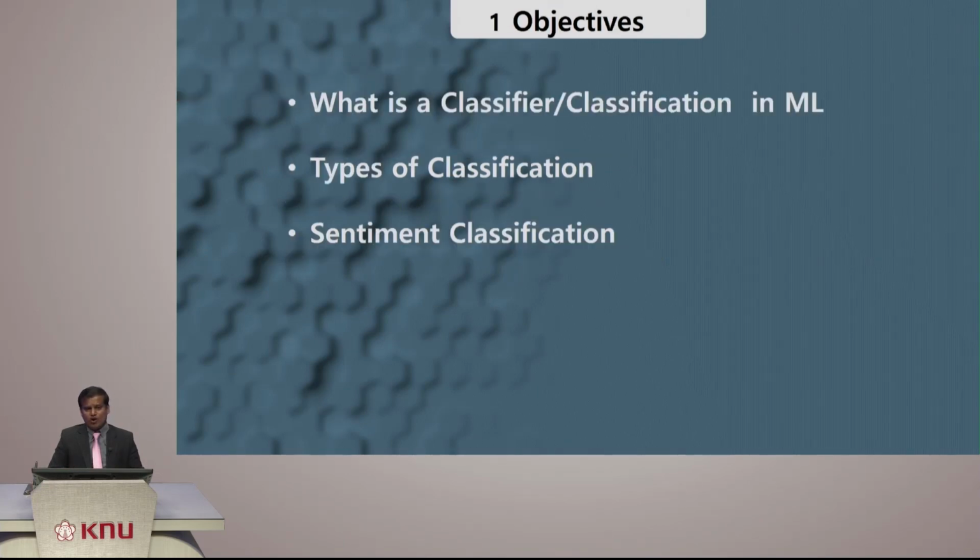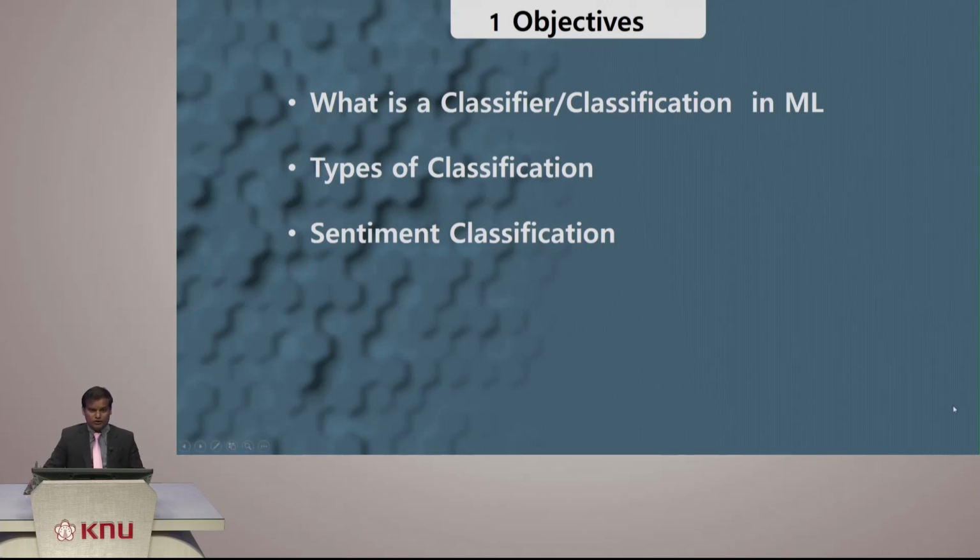We are going to talk about what is a classifier and how classifications are done and how they can be represented as machine learning methods. We will also talk about types of classification, and in general we are going to focus on one type. It's called a sentiment classification or sentiment classifier.